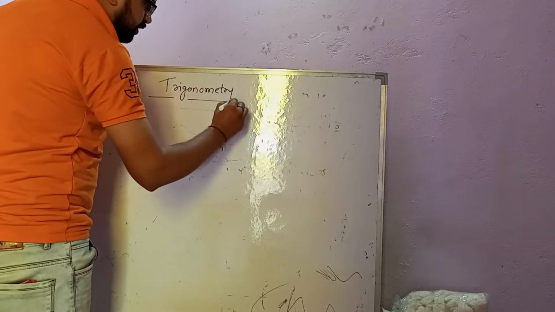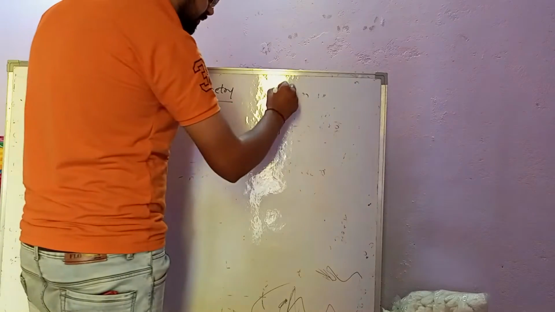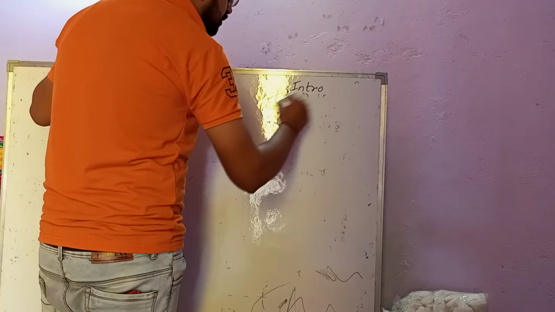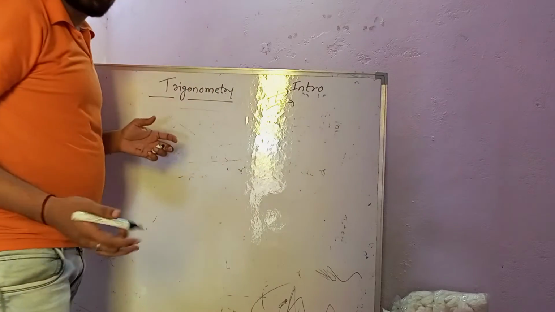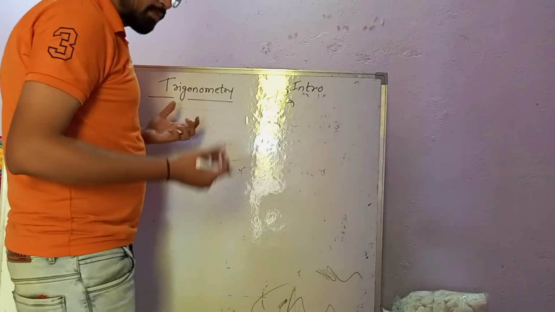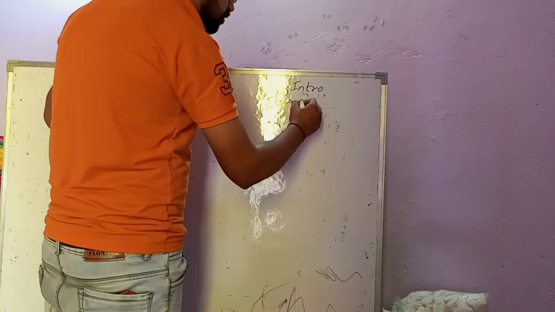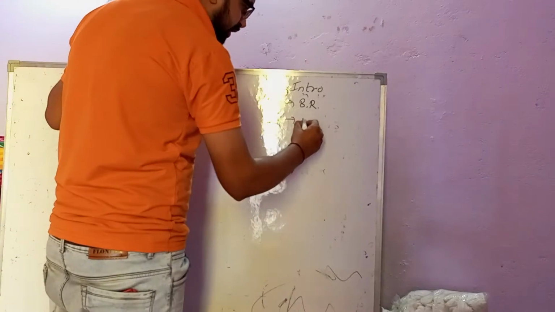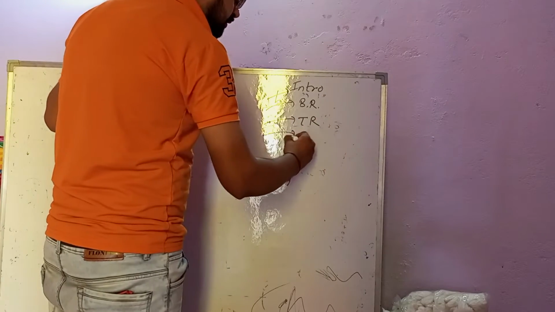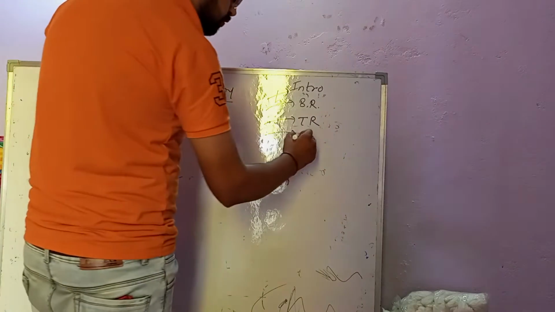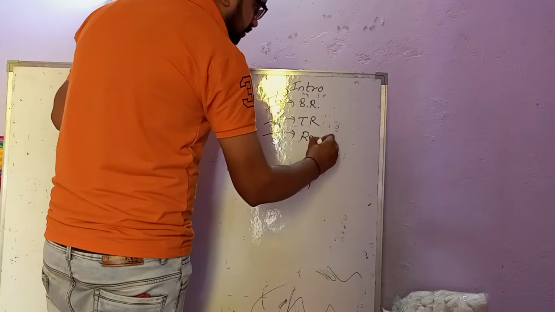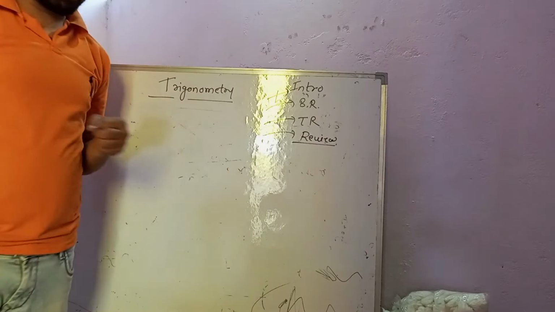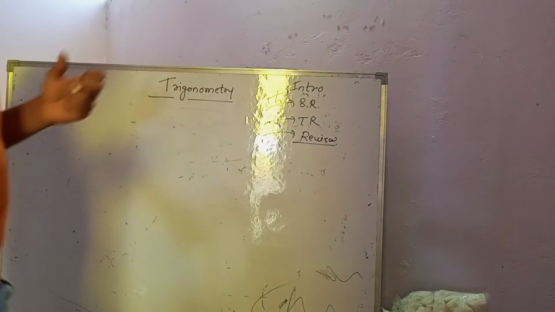The name of the topic is trigonometry, and today we are going to cover topics like introduction, the basic things you should know about trigonometry before starting it. So we will see the basic requirements, then we'll see the trigonometric ratio. Then we have our review of what we are going to study in this particular chapter. Okay, so let's start from the introduction section.